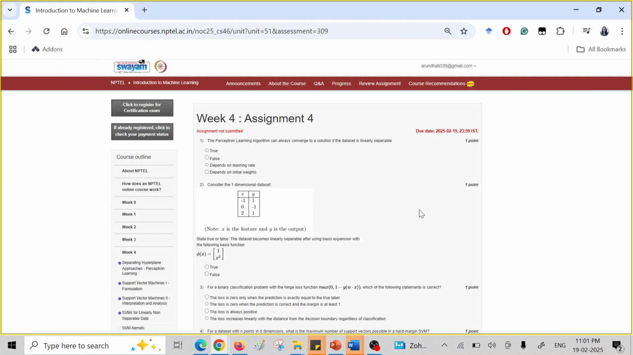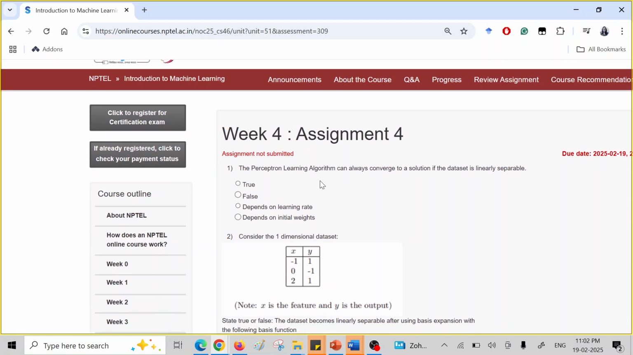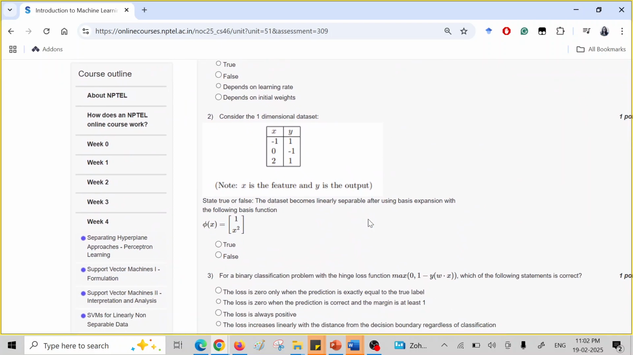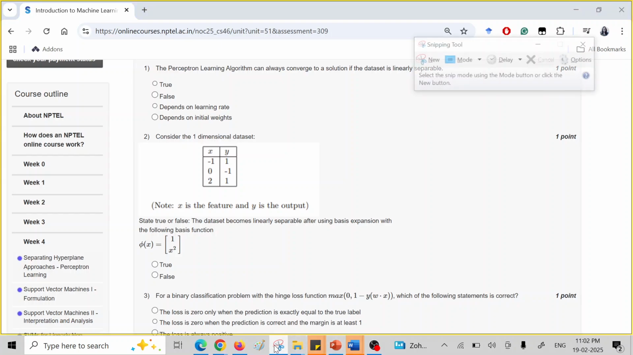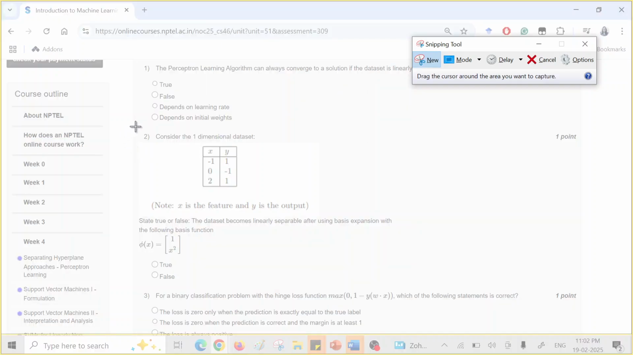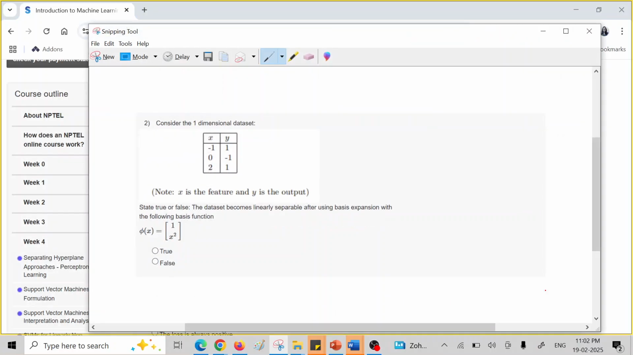Hello everyone. So we are going to discuss one more question from this assignment 4, quiz 4 of the NPTEL course Introduction to Machine Learning. So the question is question number 2. So what this question is asking here, this is the question here.